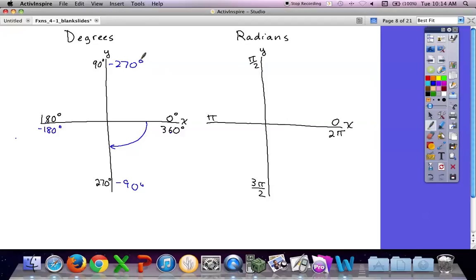If I did it in terms of radians, again, if we say the circumference of a circle with radius 1 is 2 pi, then this could be labeled as either 0 radians or 2 pi radians. If I went halfway around the circle, that's only pi. It's half of 2 pi. If I only went halfway between 0 and pi, it's pi over 2. And halfway between pi and 2 pi is 3 pi over 2.